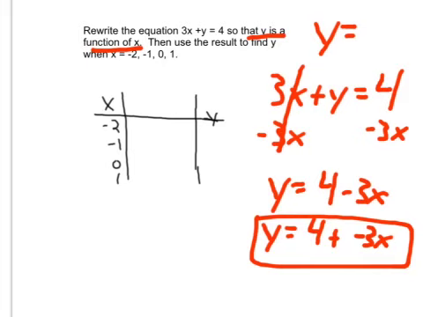Then what we would do is we would come over here and fill in our input-output table. Okay? You need to do that in your notes. I'm going to skip it for the video so I can cut it off and get it under 15 minutes. But you take your y equals 4 plus negative 3x function and fill it out with the input-output table. So for when I check your notes.